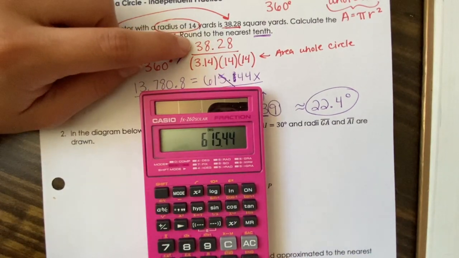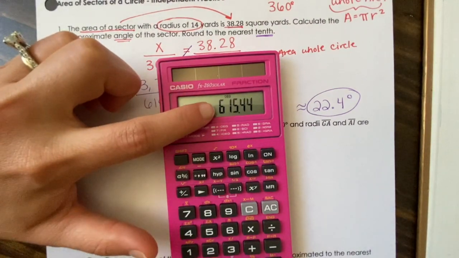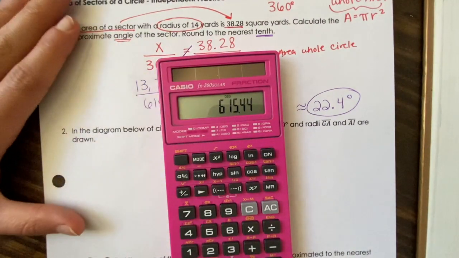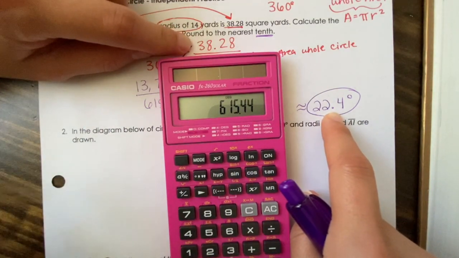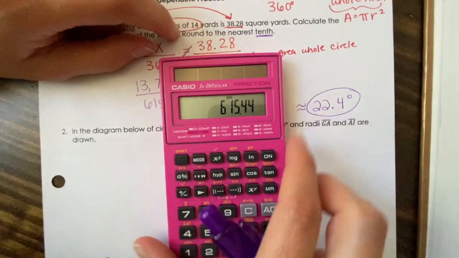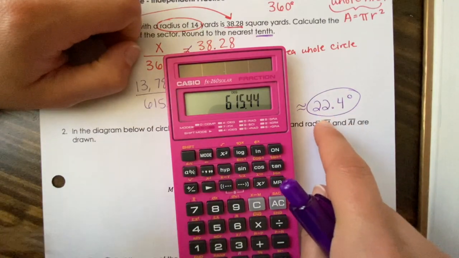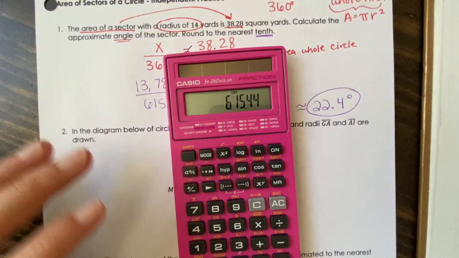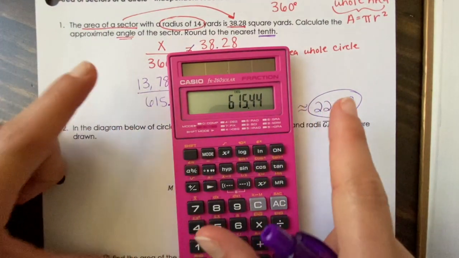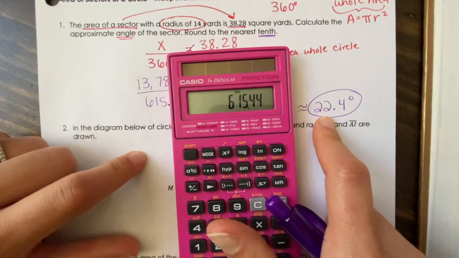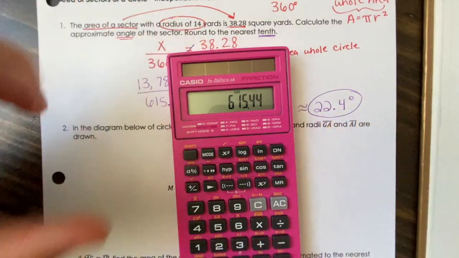So 38.28 is a very small part of 615.44. So you're assuming you're going to have a very small angle. If it's a small piece of the circle, then you should have a small angle. If this was much closer to 615, then this angle should be closer to 360. Okay, so I know there's more math you could do to kind of figure out if this number is actually correct, but it's enough for us to think about, does this small angle make sense? And it does, because that is a small portion of the circle.